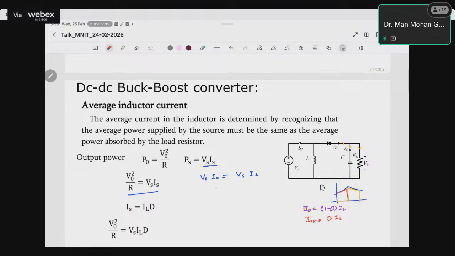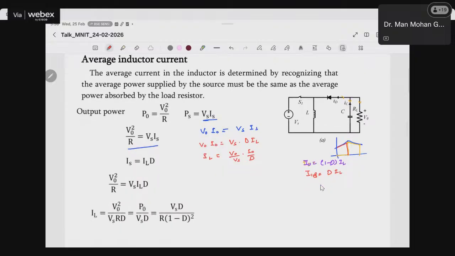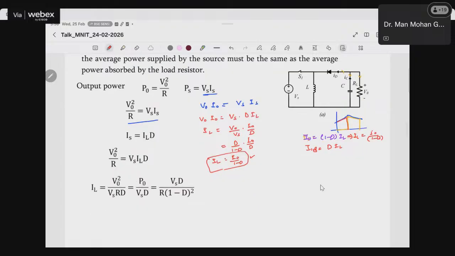let's say inductor current. So V node into I node equal to Vs into Is. So Is or I in, that is D into IL, right? So IL will be equal to V node upon Vs into I node upon D, right? V node upon Vs is D upon 1 minus D. So this is I node upon D. So IL is equal to I node upon 1 minus D, and this we can get directly from here also. So this way we can find the average inductor current, which is required for us.